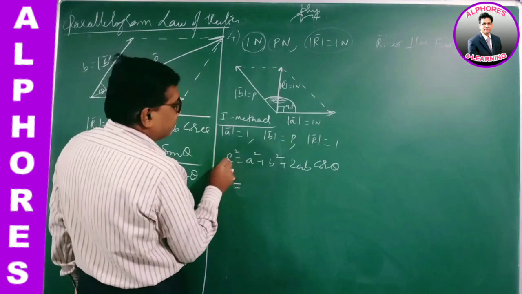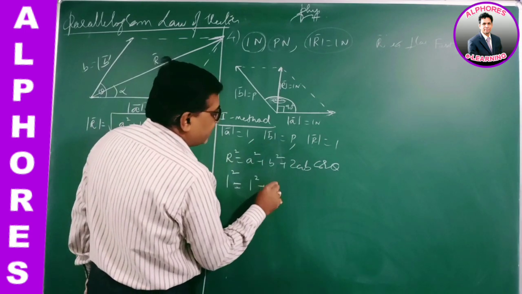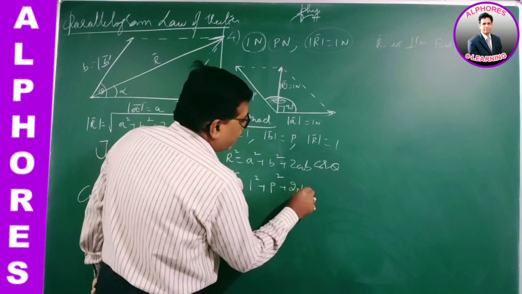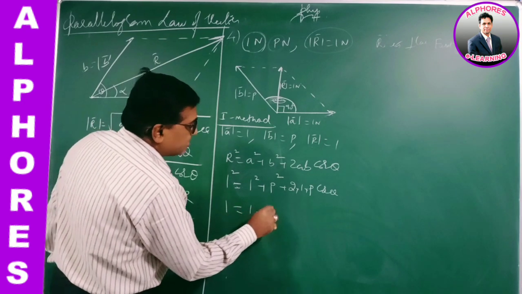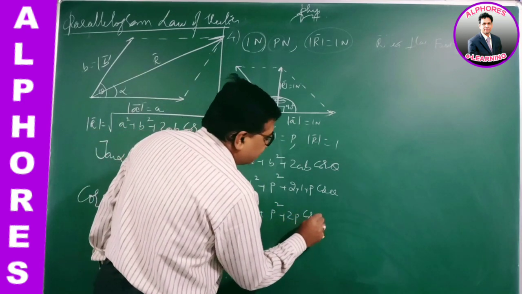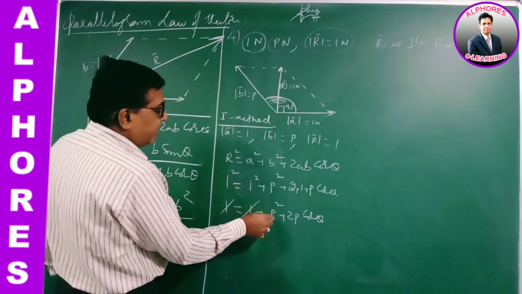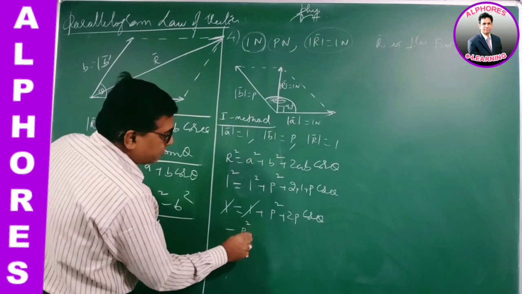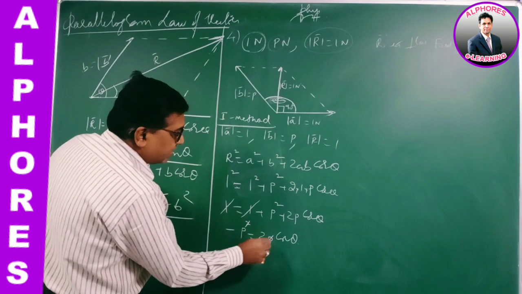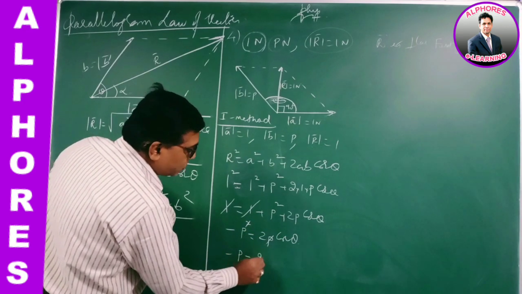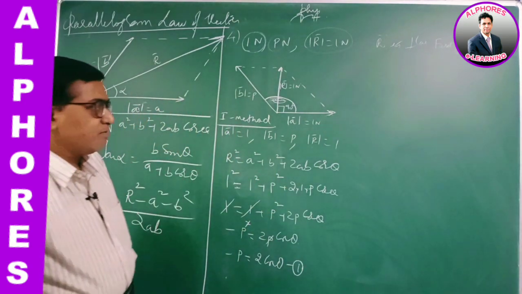So R is 1. A is also 1 square plus B is P square plus 2 into 1 into P cos theta. So 1 equals 1 plus P square plus 2P cos theta. Well, this one gets cancelled there, right? So if I take P square this side, minus P square is 2P cos theta, right? One of the P gets cancelled. So minus P is 2 cos theta. This is the first relation, please remember.